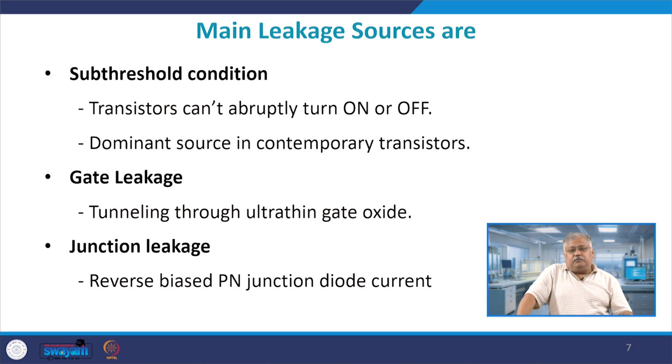You have gate leakage because when you have an ultra thin gate oxide, or the gate oxide thickness is very small, you will have a large leakage which is happening, and this is known as direct tunneling. I already discussed with you, junction leakage is primarily reverse biased PN junction diode current which is flowing between the drain and the substrate, source and the substrate.